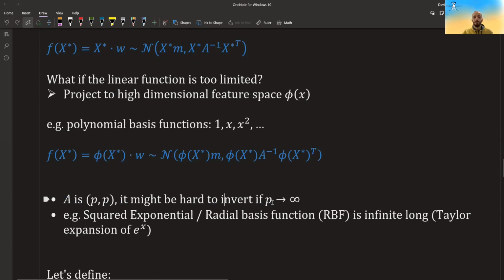And if our p's are smaller than our n's, then it's okay, we just do it. But it might be hard to do it if our p's are very big, especially if they go to infinity. And why would they go to infinity?